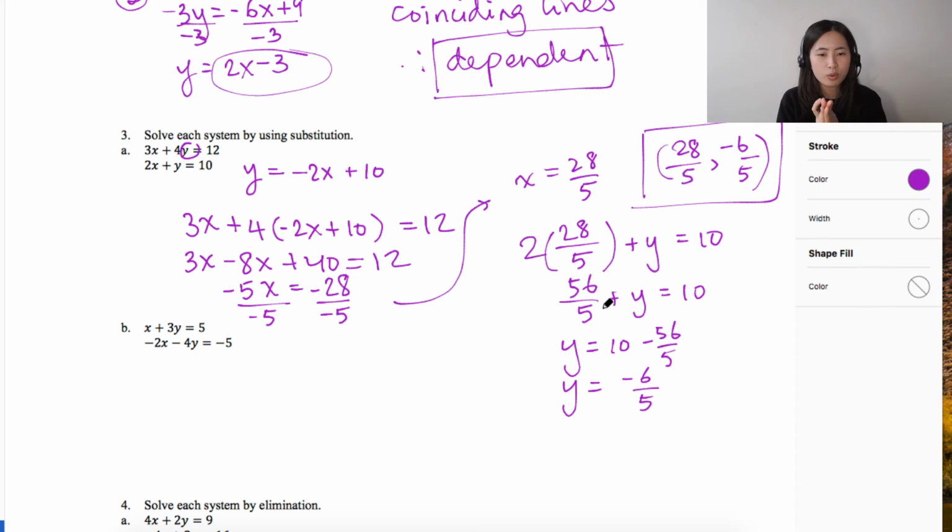So as you can see, whenever you're trying to do substitution and elimination, you want to reduce the work as much as possible, because that's the beauty in math. You're not supposed to overcomplicate things. Whatever you're seeing, just do that.